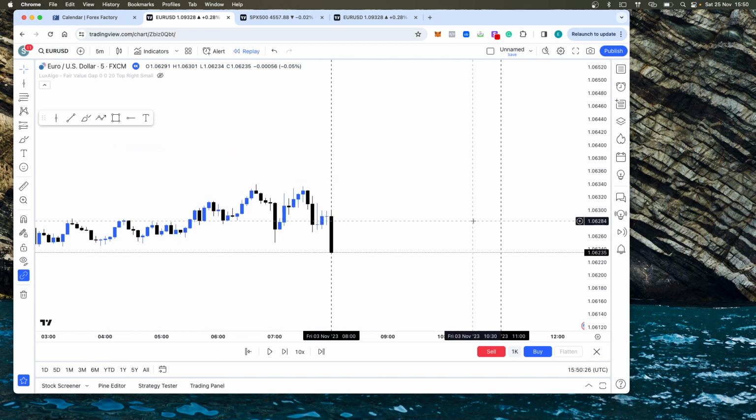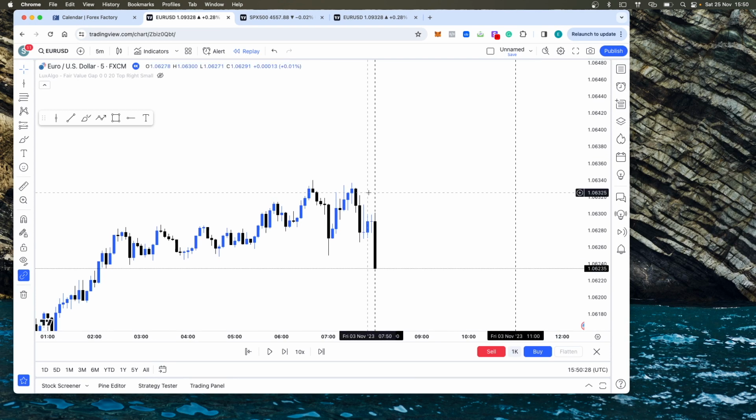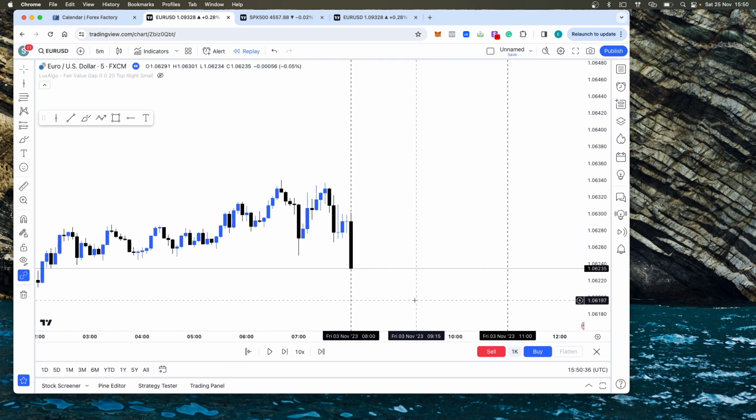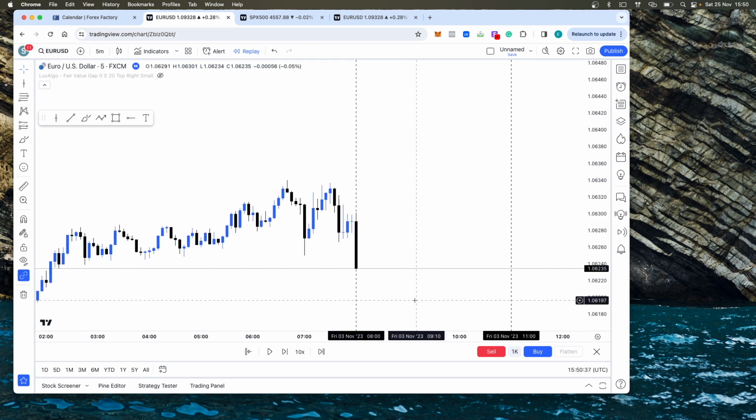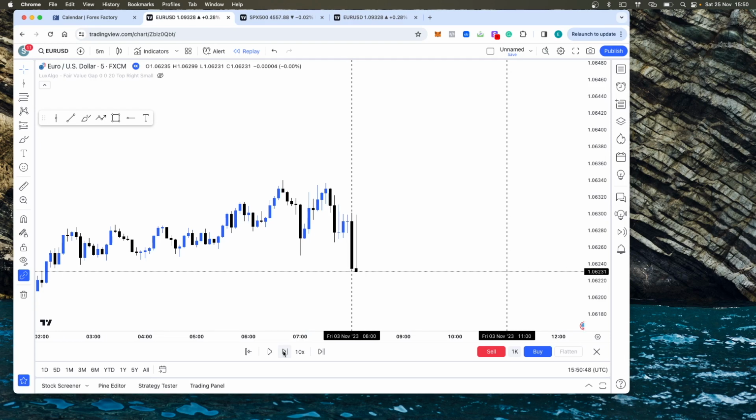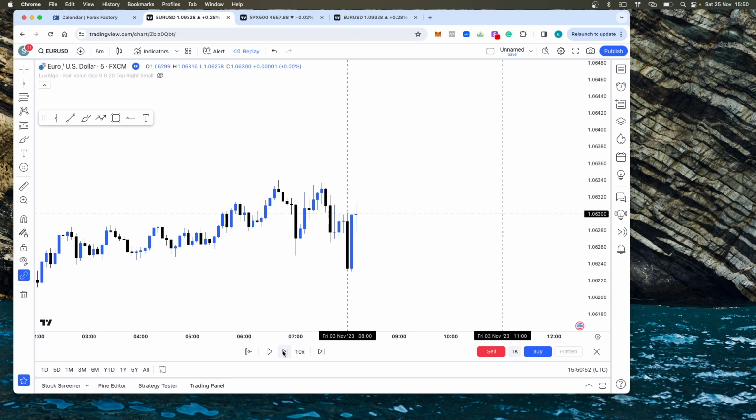Now I'm on the 5 minute. Currently on the 5 minute, we're actually bearish. We can see we've got a lower low, we've got a high, we've got a lower high. So what I'm looking for is bullish movement and then a retracement into a bullish fair value gap. That is what I'm looking for. So we'll go through this candle by candle and see, do we form a setup? Let's see what happens.